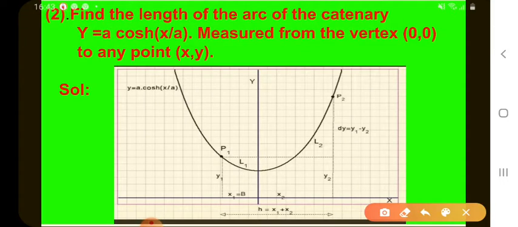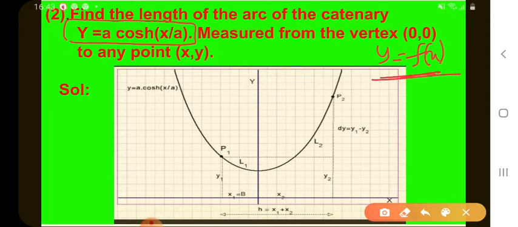Next, see here. Find the length of the arc of the catenary y equals a cosh of x by a. What is the equation here? Here also y equals a cosh of x by a. So this is also y equals f of x, the Cartesian form.